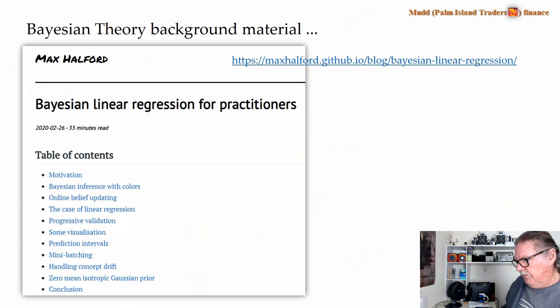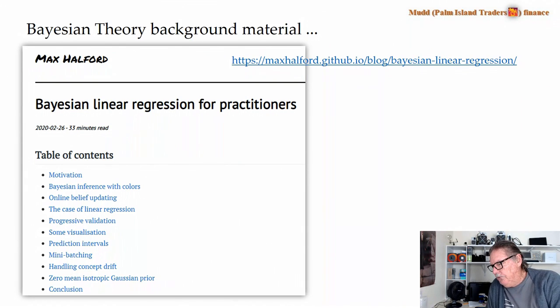There is specifically Bayesian linear regression for practitioners, which is also something that I recommend. This just came out recently by Max Halford. And this takes a Bayesian approach on linear regression, which is going to be considerably different than what you're used to. And this is also just loaded with code. So if you plan on continuing this kind of research, I've given you a lot of material to look at on your own.